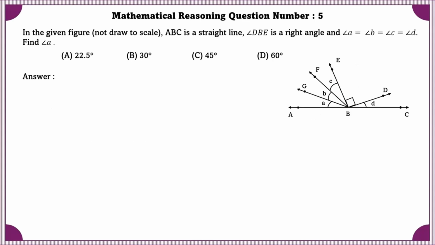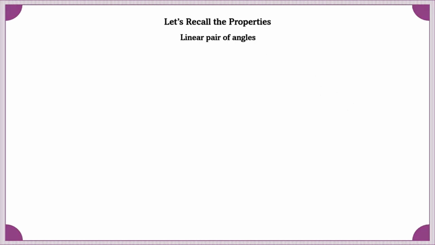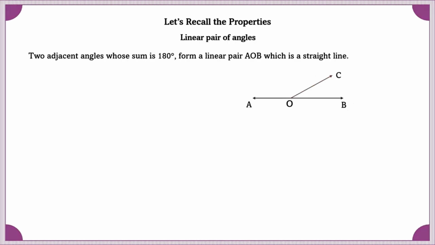Mathematical reasoning question number 5. In the given figure, not drawn to scale, ABC is a straight line. Angle DBE is a right angle and angle A is equal to angle B is equal to angle C is equal to angle D. Find angle A. Angles ABCD and EBD lie on a straight line. Two adjacent angles whose sum is 180 degrees form a linear pair, AOB, which is a straight line.